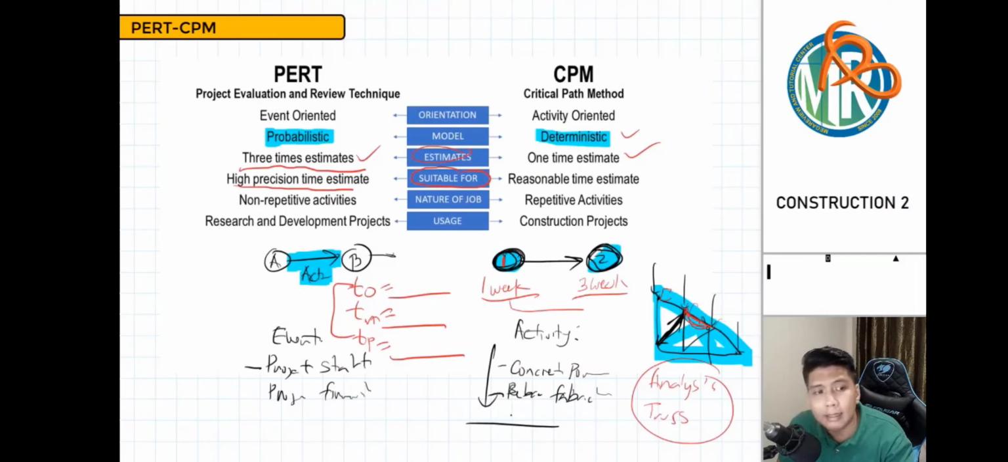And then si CPM, it is intended, no, for repetitive job activities. For example, yung ating construction industry, no? Kasi, for example, gawa ka bahay. Ano ba ginagawa natin? Well, ulit lang. Excavation, gawa ka footing, then formworks ka, column, and after column beam, slab, then ulit na. Okay, so that is CPM is very useful sa construction.